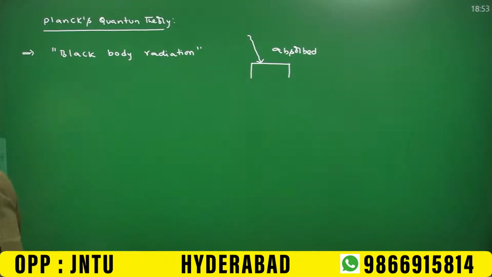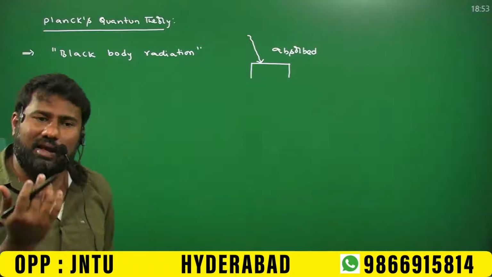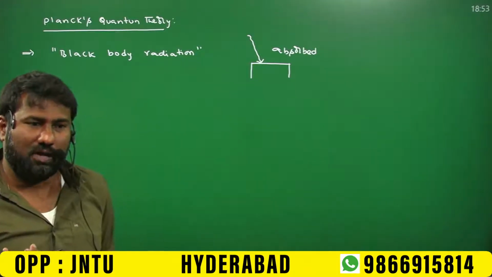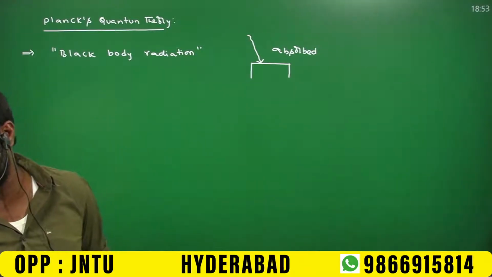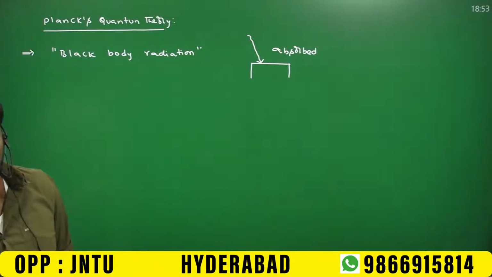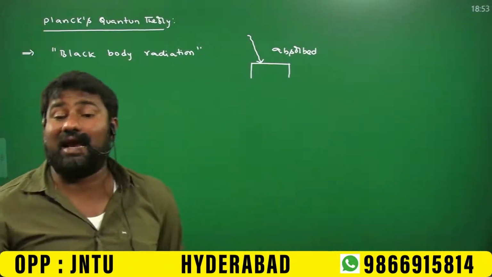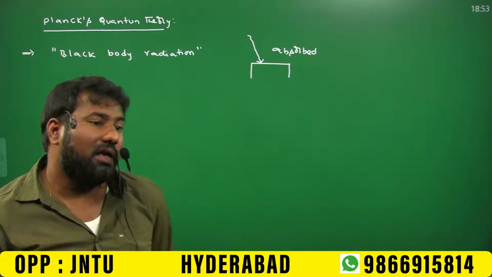An absolute black body means the body which can absorb the entire radiation which is irradiated over the substance is called a black body. But the entire light cannot be absorbed by any body.